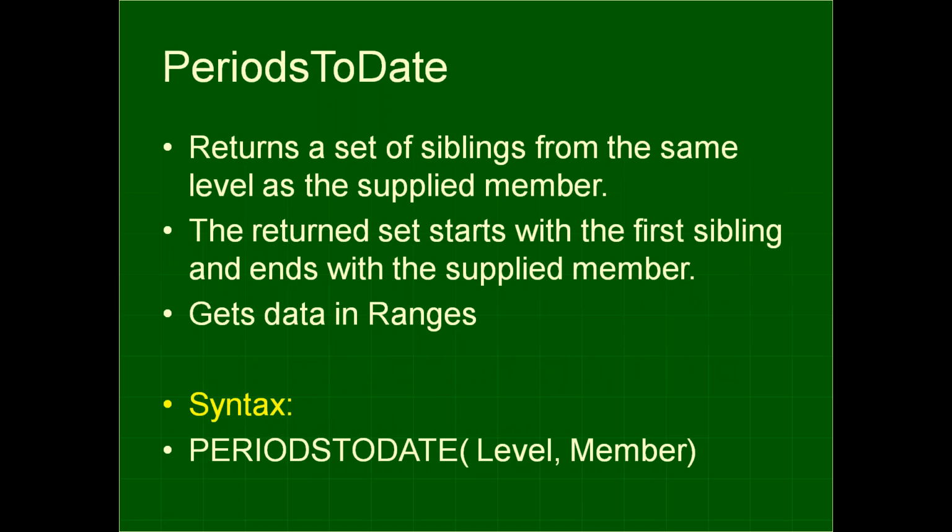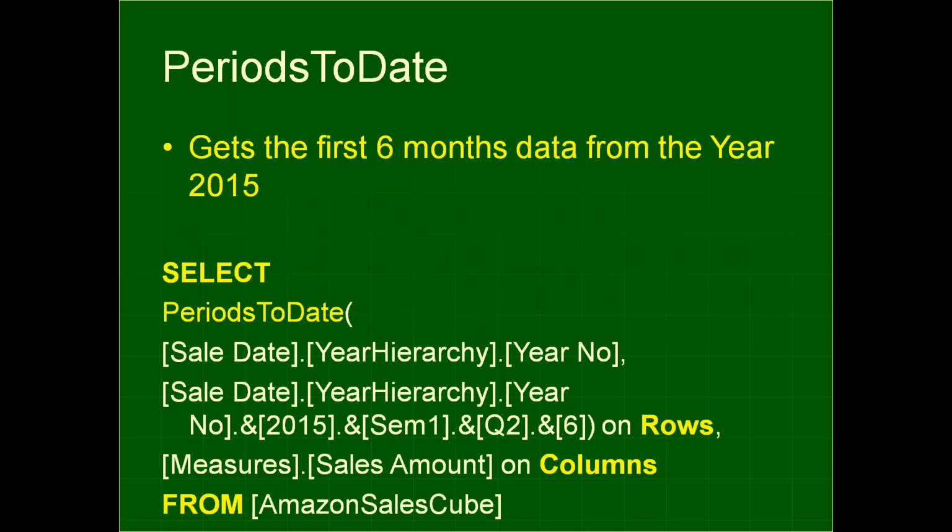Okay. Then the next one is very, very important. We can write periods to date. From which level of data to which level of data, you should be able to get it. So this is also very much important. Let me tell you this. Get the first 6 months of data from the year 2015. So this is what is called periods to date.